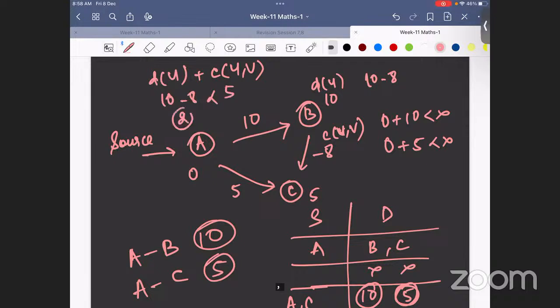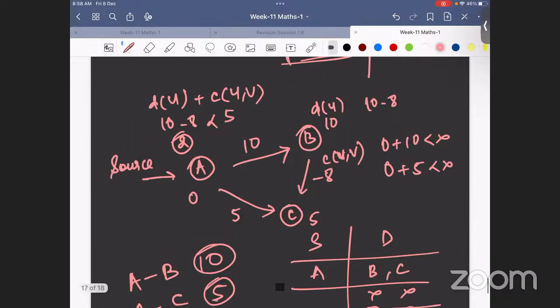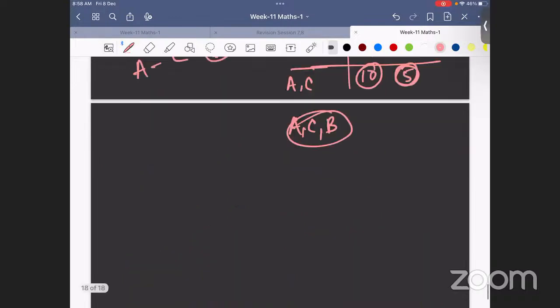So here you are getting 2, but from our algorithm, what was the value we were getting from A to C? This is 5, right? But here we are getting 2. So this is a contradiction, right? That's why we don't use this method for negative weights. That's why we use the Bellman-Ford method. Did you get the idea?